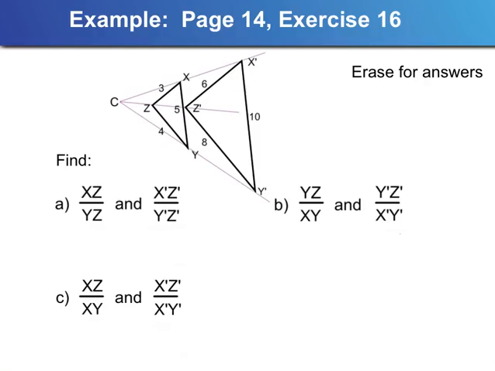Turn your book to page 14, exercise 16. I would like for you to find these ratios. Press pause on your video. When you're ready for the answer, press play again.